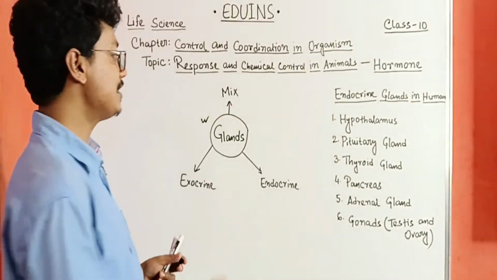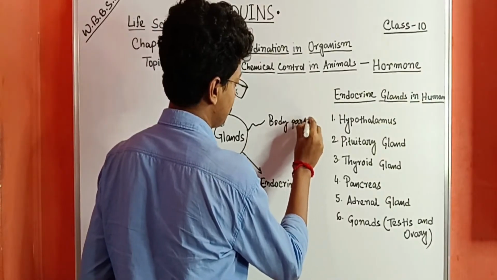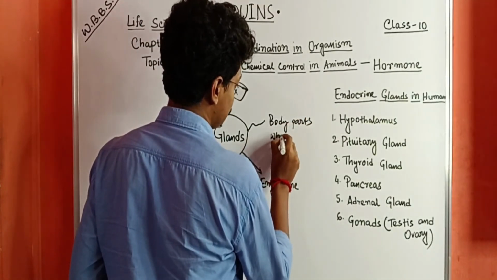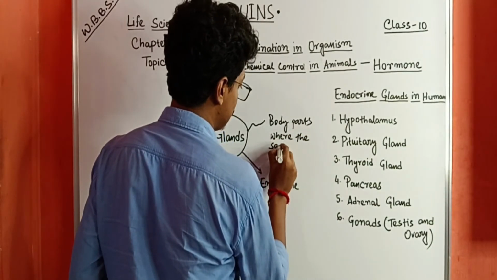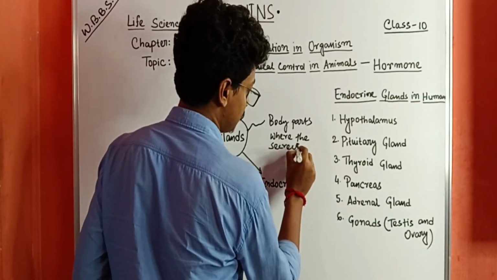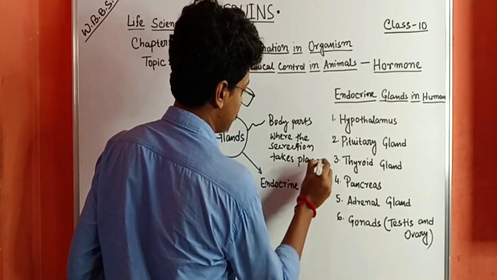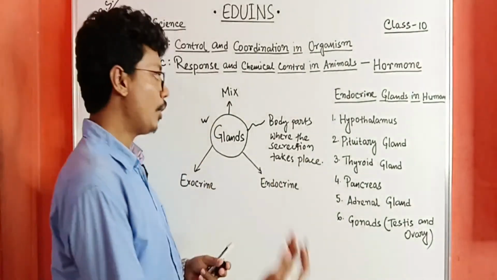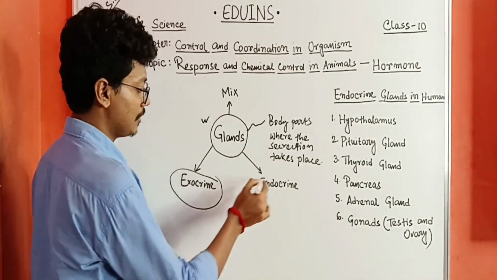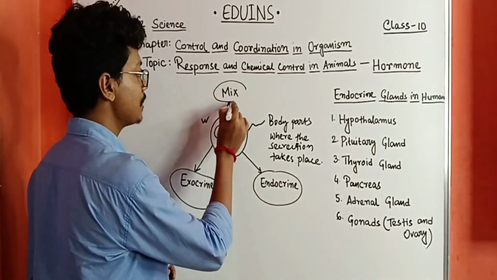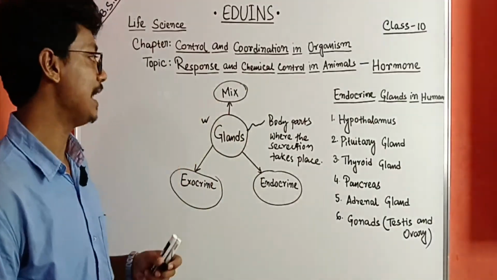What are glands? Glands are body parts where secretion takes place. In our body there are three types of glands. Number one is exocrine, number two is endocrine, and number three is mixed. So what is an exocrine gland, what is an endocrine gland, and what is a mixed gland?